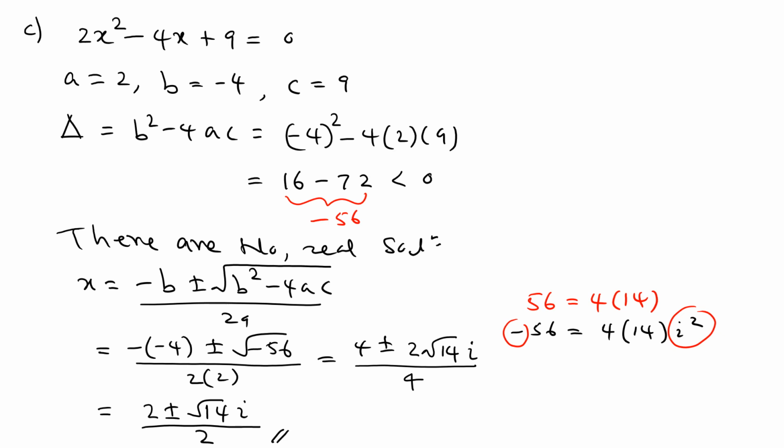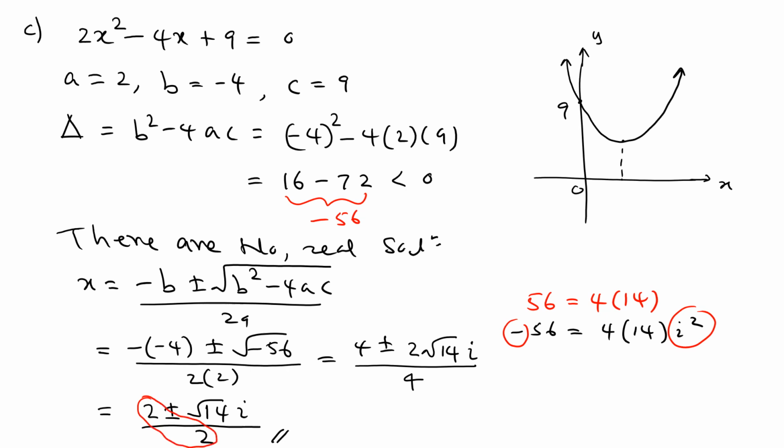So those are the solutions, and the graph is going to look like this. As there are no real x-intercepts, the graph cannot cross the x-axis, so it goes down and up like that, and that is the y-intercept, which is 9. How do we get that value? That value is simply 2 divided by 2, so it is 1. So that's the shape of the graph, and this is how you get the solution for that.